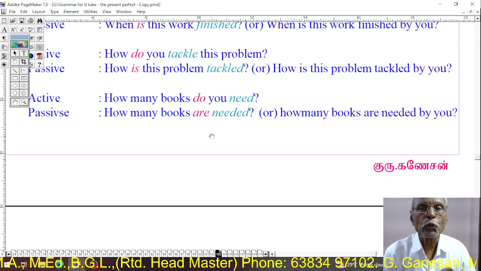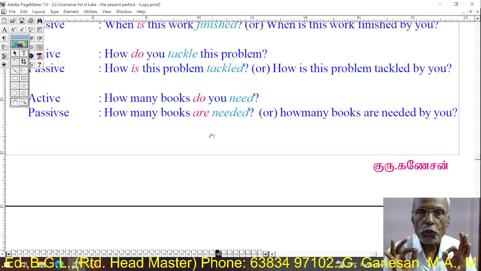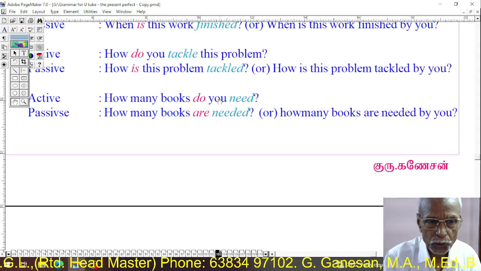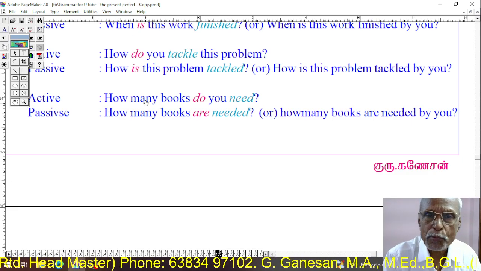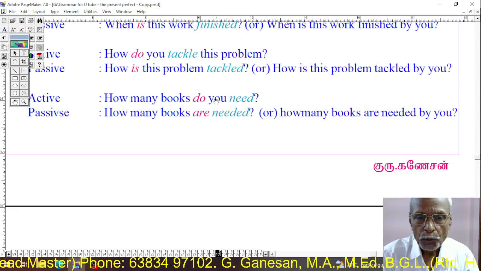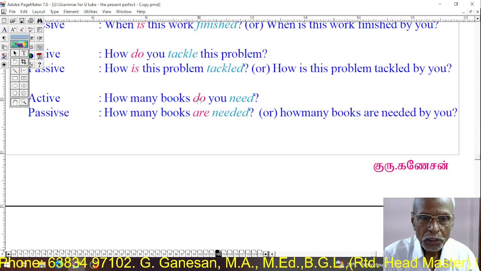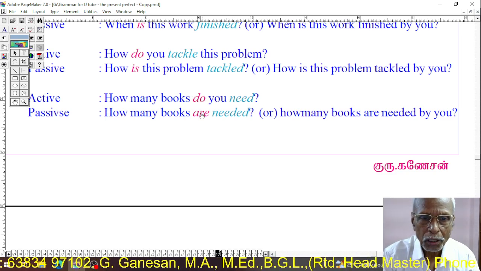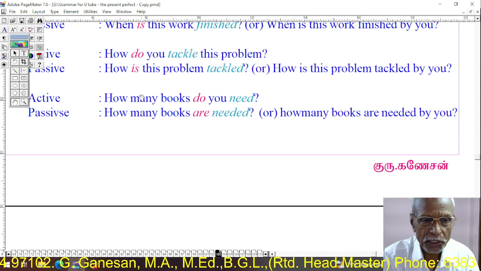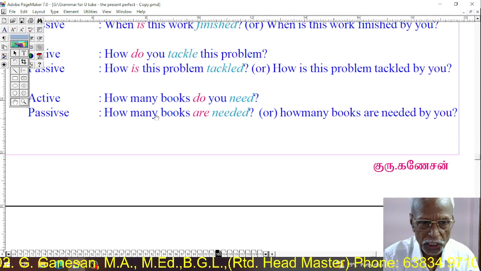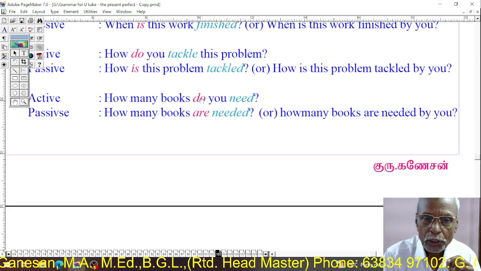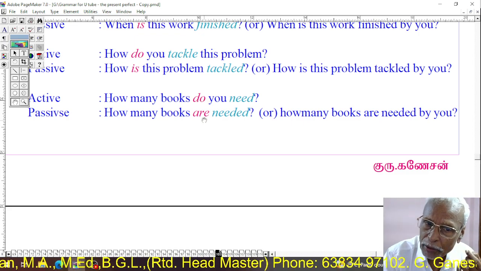How many books do you need? Here the subject is you. How many books is the object. You, by you. Need. Do, are. Because here the subject is, here it is the object, here it is the subject. How many books? Plural. So the do has been replaced by are.